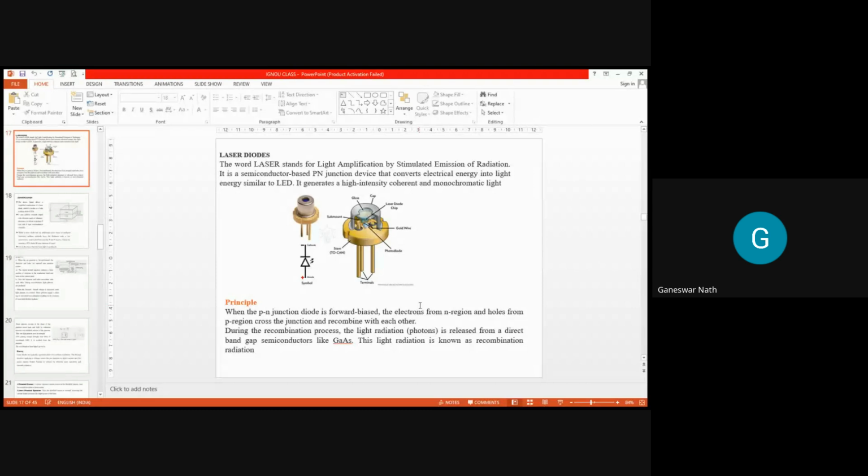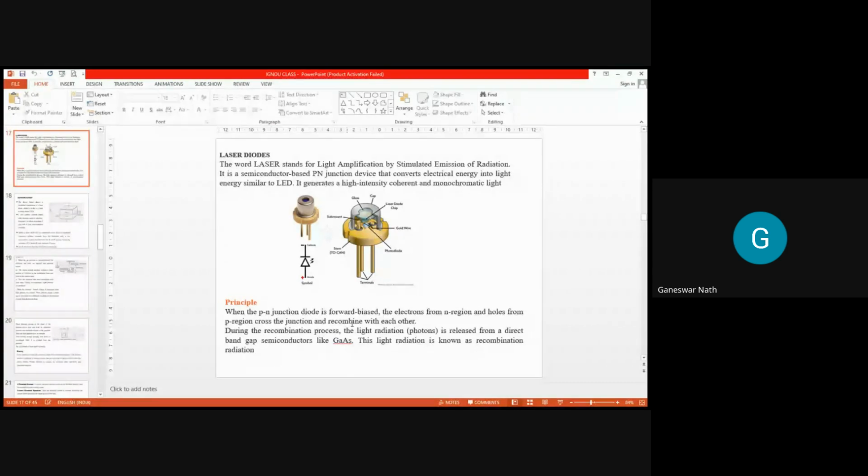Okay, and if you look at the different components, this is called the stem, and this is called the sub. So these are some parts you can see there. So what is the basic principle actually?